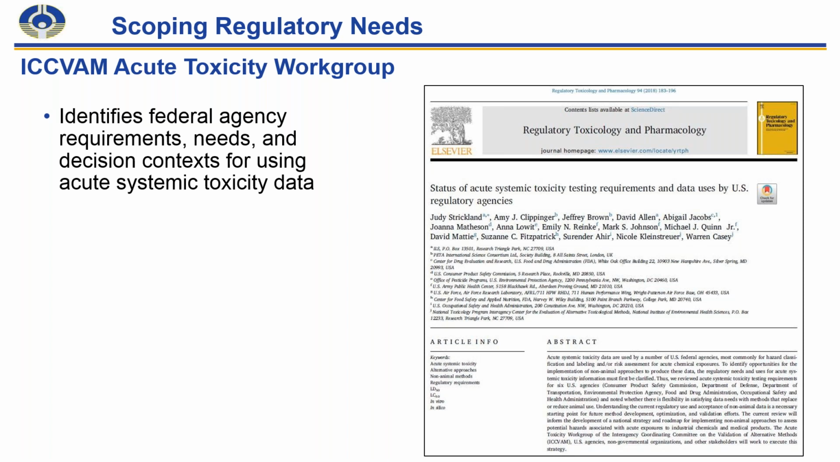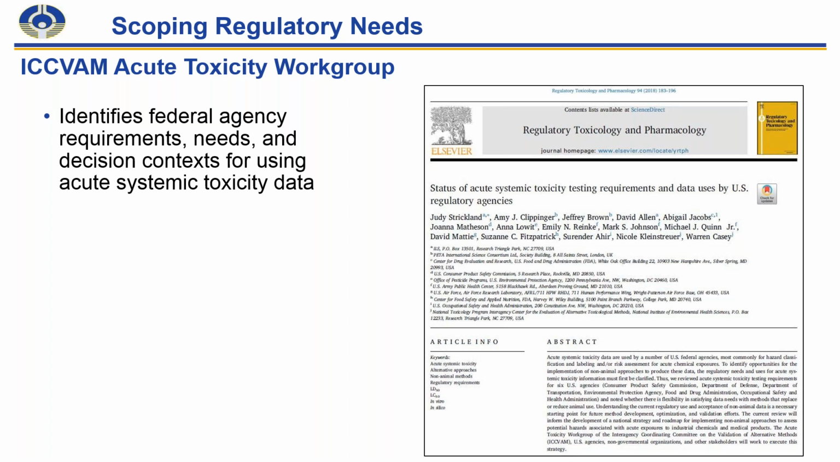For those of you who may not be familiar, ICCVAM is the Interagency Coordinating Committee on the Validation of Alternative Methods. It's a collection of representatives from U.S. federal agencies that either require or consider safety testing data. EPA is certainly one of our strongest partners on ICCVAM. And ICCVAM has a number of different work groups that are targeted towards specific types of toxicities or specific types of methods or approaches to try and answer regulatory needs and decision-making problems.